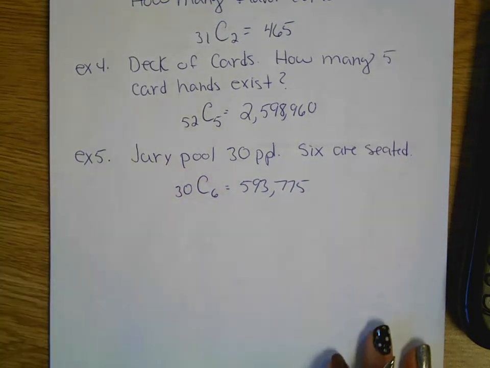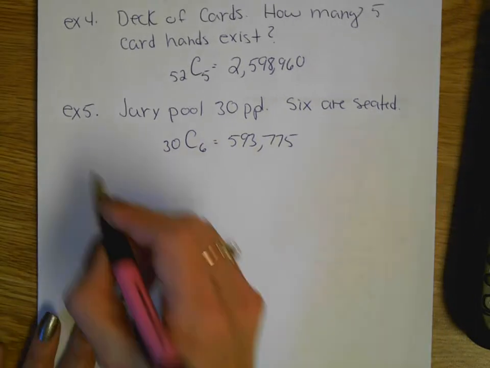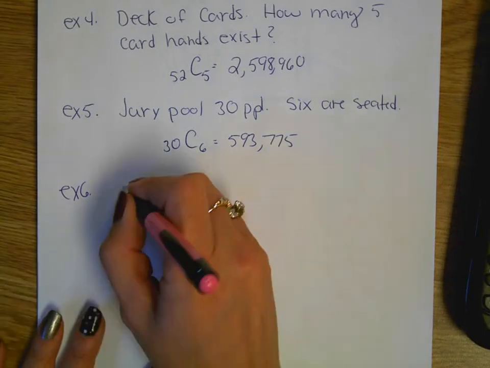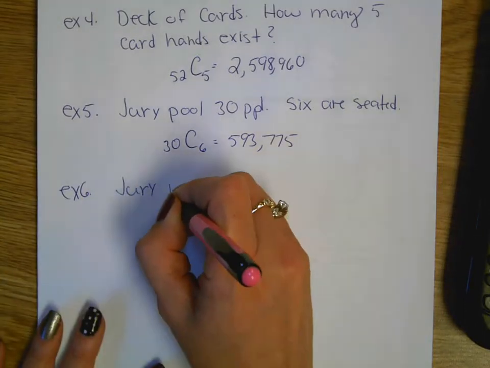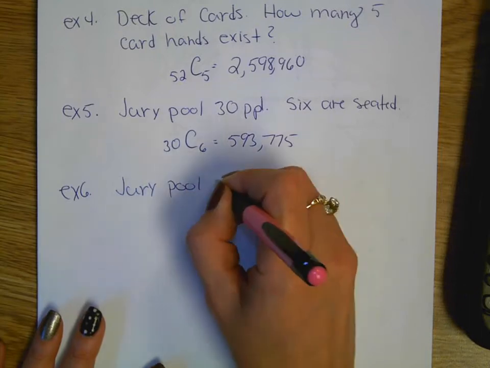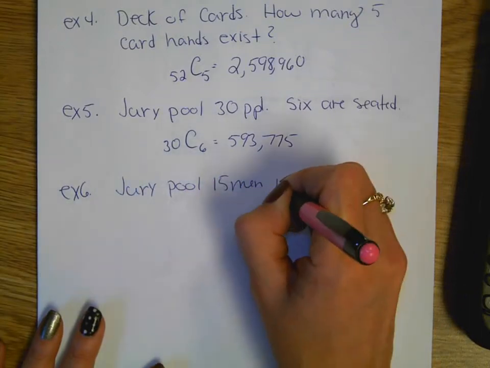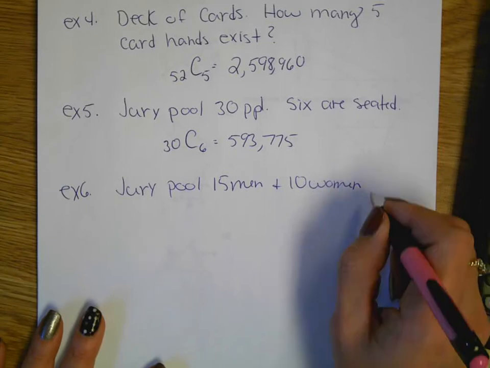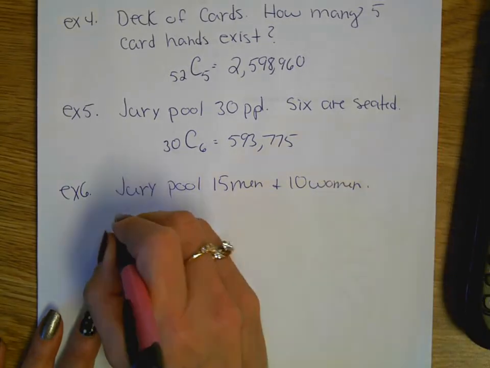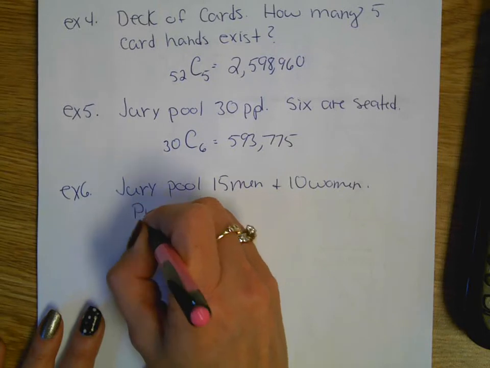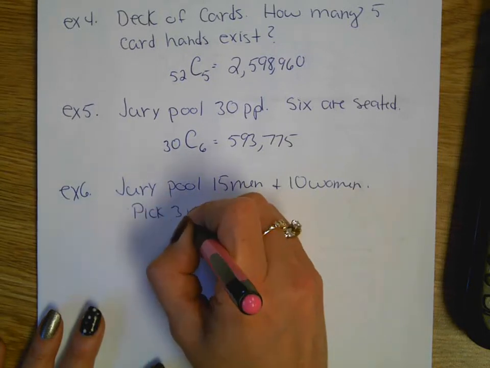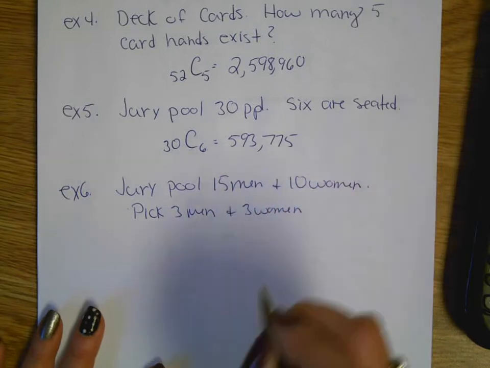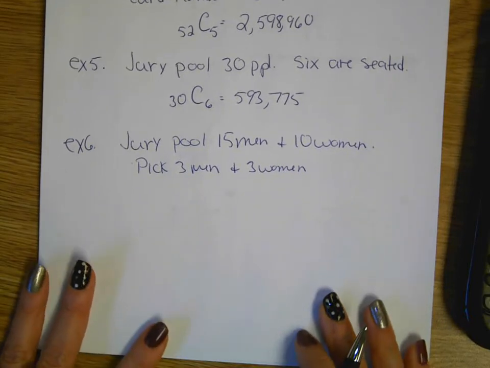Let's throw some twists in here, make them a little more challenging. Number 6. So, there's a jury pool that is consisting of 15 men and 10 women that were called in. What's the probability? Oh, no, not probability. You have to pick 3 men and 3 women for the jury. How many ways are there to do this?